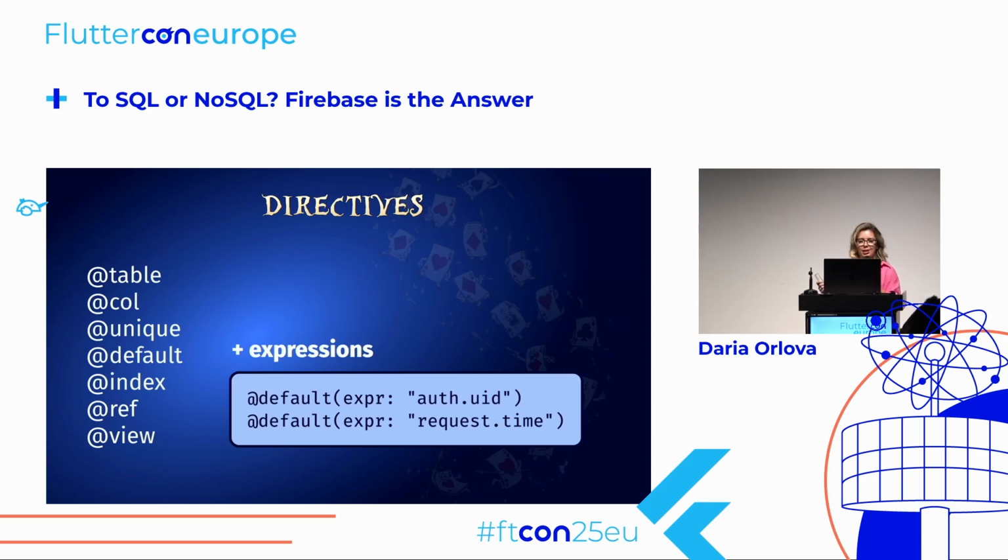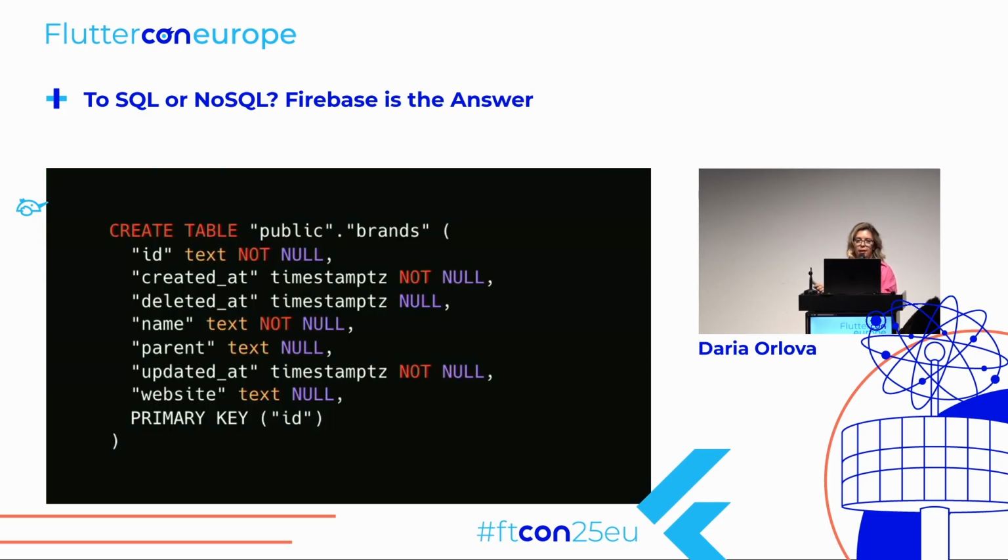So yeah, we can use the auth object, which is from Firebase authentication, and we will look at it closer soon, or parameters passed to the request, such as request time to create an ad. And this is the underlying SQL that will be generated for you. You will probably not even see it. But this is basically how it maps.